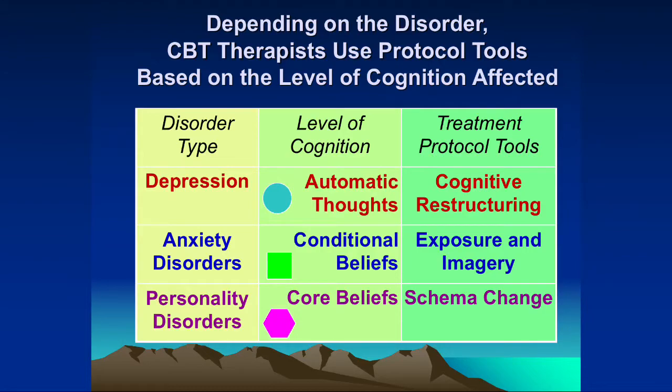When a person has an anxiety disorder, not only do you have to work on the automatic thought level, but we need to also work on the conditional belief level. And we use imagery and exposure techniques. We also would use mindfulness training as well. When we talk about personality disorders or long-standing depression, sometimes we also have to look at our core beliefs as well, along with the conditional beliefs and the automatic thoughts, and we need to do what's called schema change. This is a much longer, protracted treatment, but also very effective and helpful.